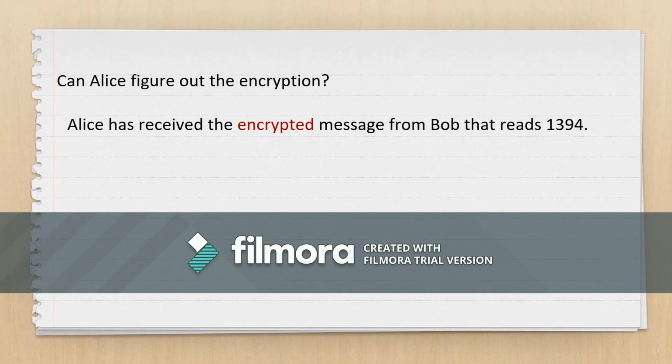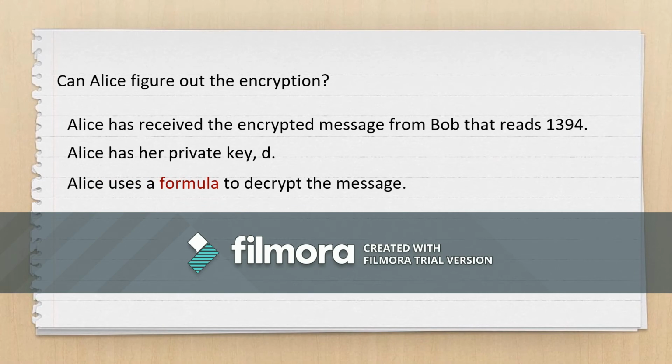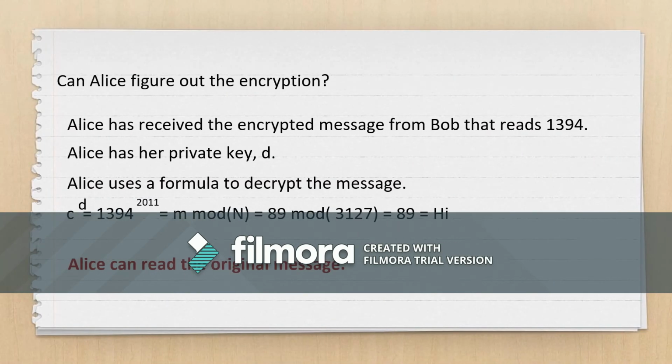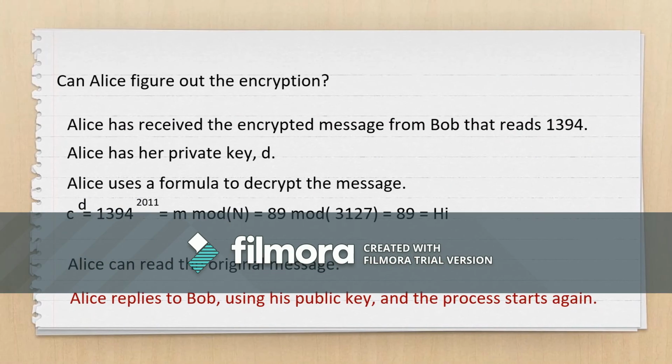Alice gets the message from Bob. She has d, which is derived from e and modulus n, seen in the previous slides. The receiving computer uses a formula to decrypt the message. The computer does some calculations. Alice has all the right tools to unlock the encryption, and thus she can read the original message.